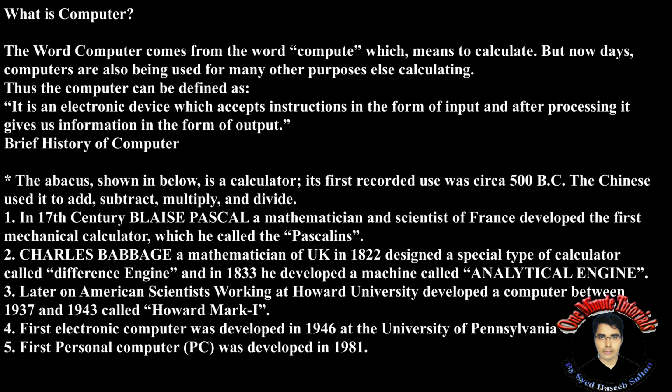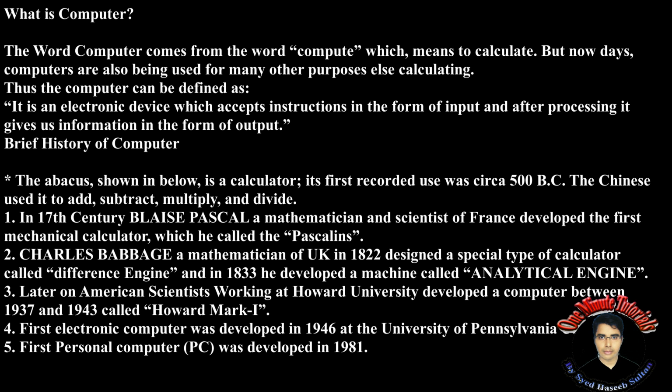Brief history of the computer. The abacus, shown below, is a calculator. Its first recorded use was circa 500 BC. The Chinese used it to add, subtract, multiply, and divide. In the 17th century, Blaise Pascal, a mathematician and scientist of France, developed the first mechanical calculator, which he called the Pascaline.